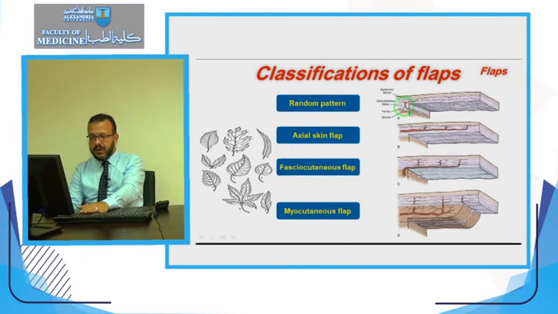Another drawing of the differences between the random pattern flap and the axial pattern flap. The random pattern flap contains the subdermal and dermal plexus only. The axial pattern flap contains an artery, and we can liken this to the leaf of a tree that is centered around an axis, a vascular axis that connects it to the main branch, in order to get its nutrients from the tree and do its exchange of nutrients with the tree. So this is an axial pattern flap.